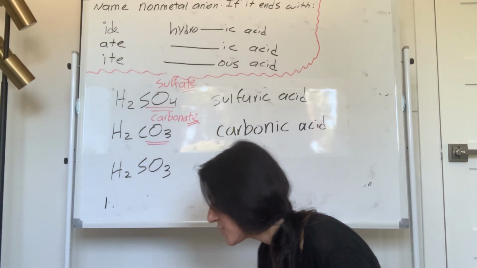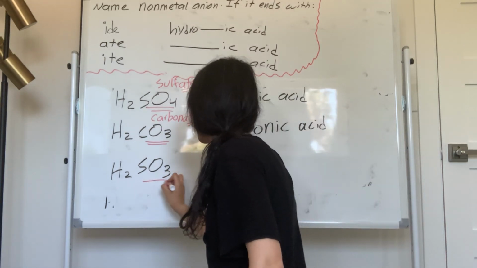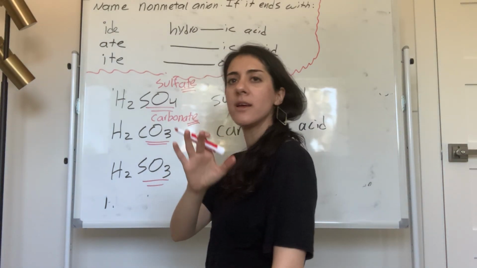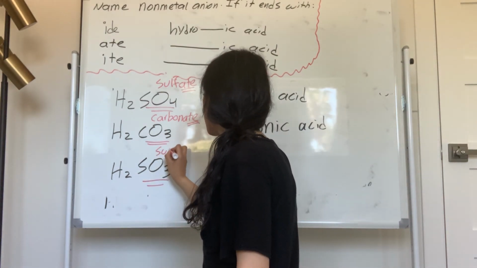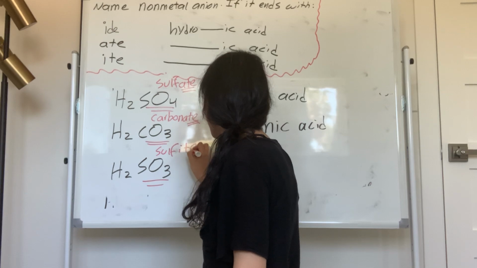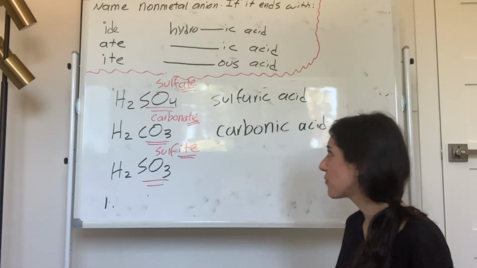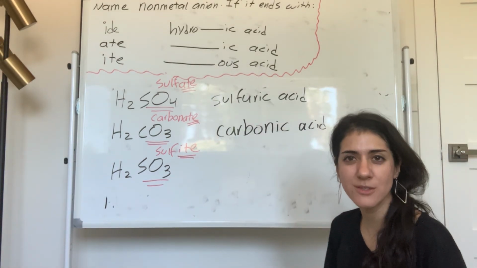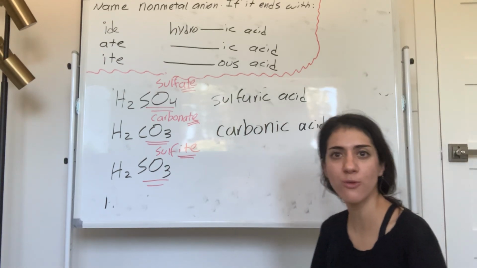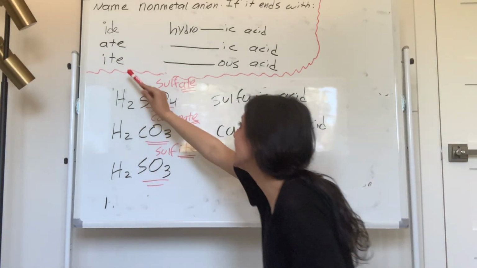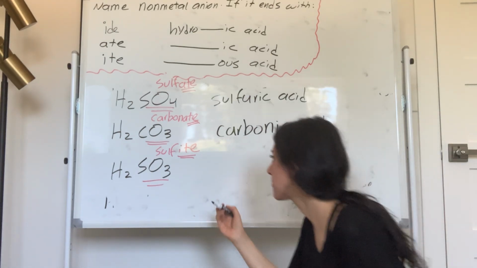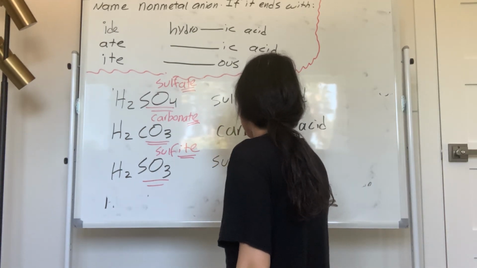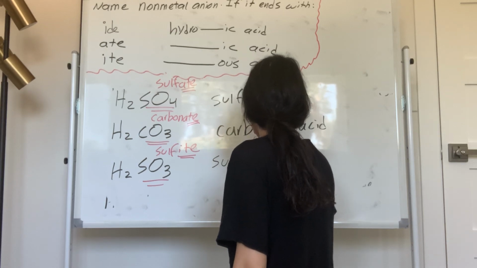H2SO3. What's SO3? Polyatomic ion. If you look at your polyatomic ion chart, it is sulfite. Even if you didn't know that, SO4 is sulfate. When you have one less oxygen, ate becomes ite. Okay, so I have sulfite. If I have sulfite, ite ends up being ous acid. So what is this one? Sulfurous acid. Sulfurous acid.